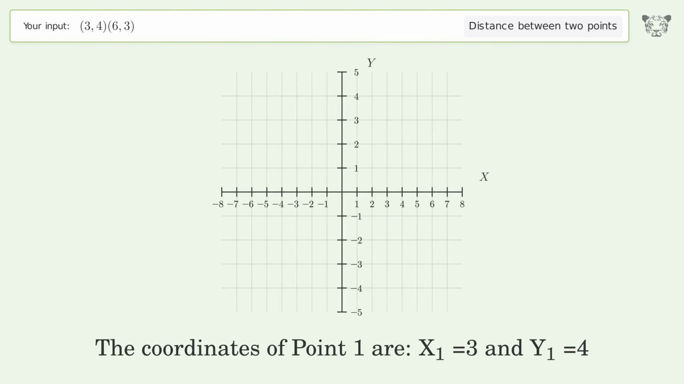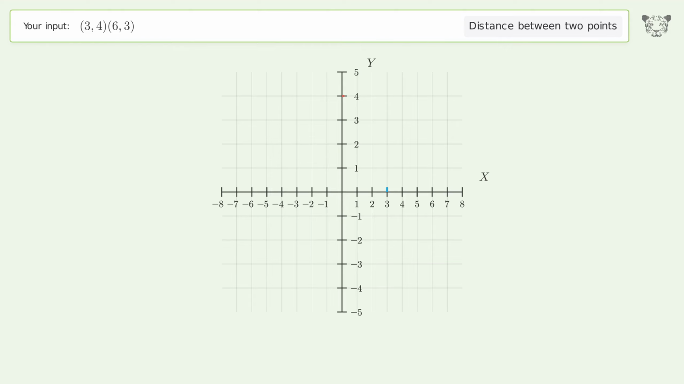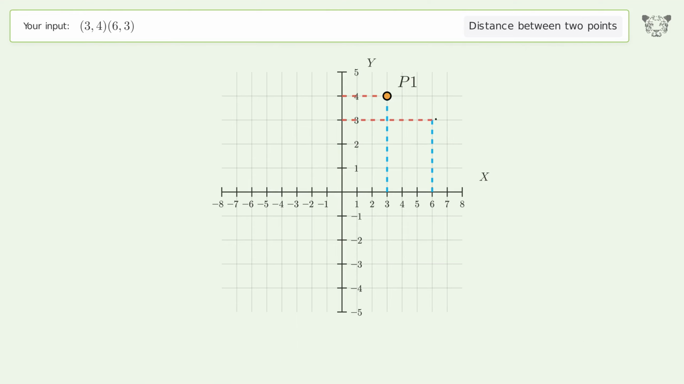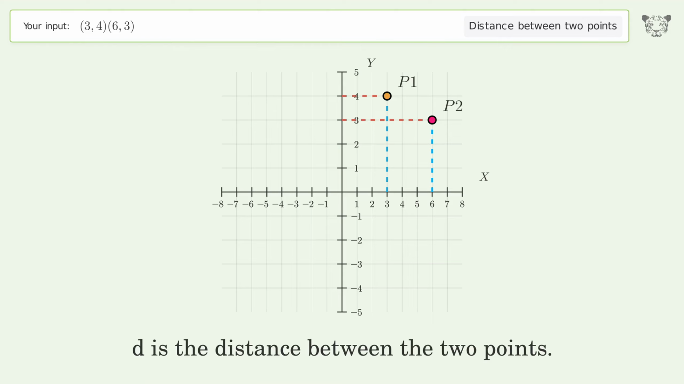The coordinates of point 1 are, x1 equals 3 and y1 equals 4. The coordinates of point 2 are, x2 equals 6 and y2 equals 3. D is the distance between the 2 points.